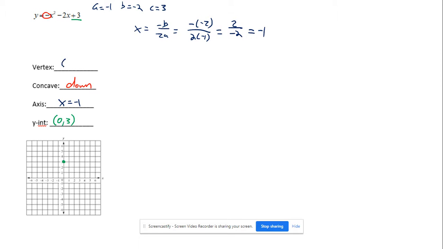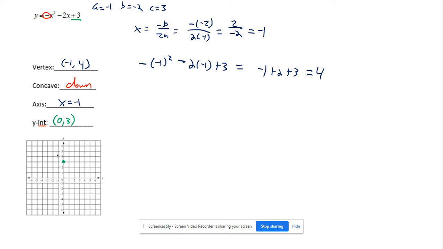Now, my vertex is negative 1 comma something. What's that something? To figure it out, I plug that back into the original problem. So negative 1 squared minus 2 times negative 1 plus 3. So I took the x-coordinate and plugged it into the original problem. That's going to give me negative 1 plus 2 plus 3, which is positive 4. So my vertex is at the point (negative 1, 4).